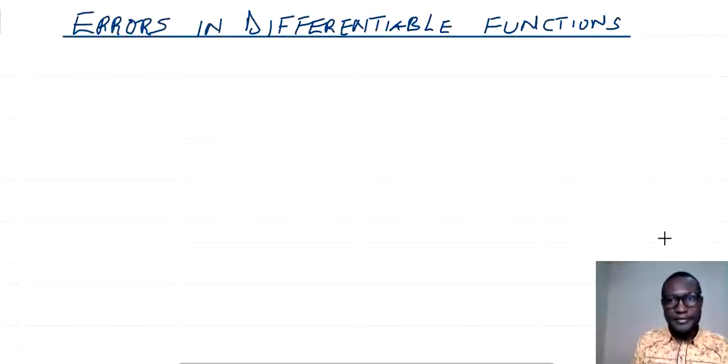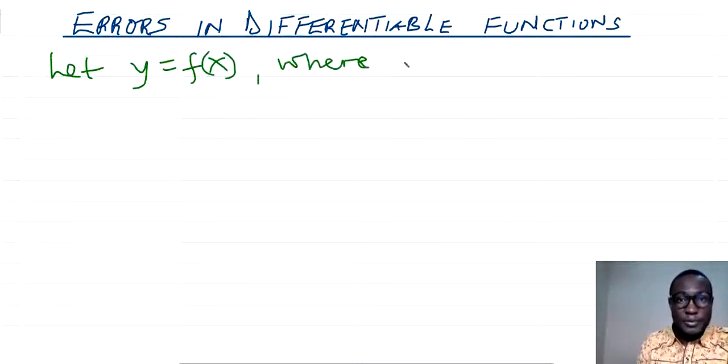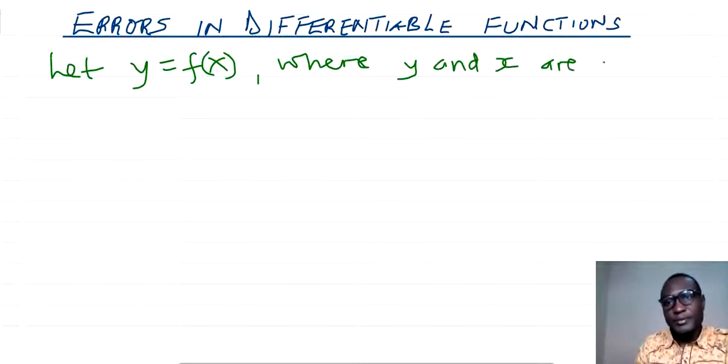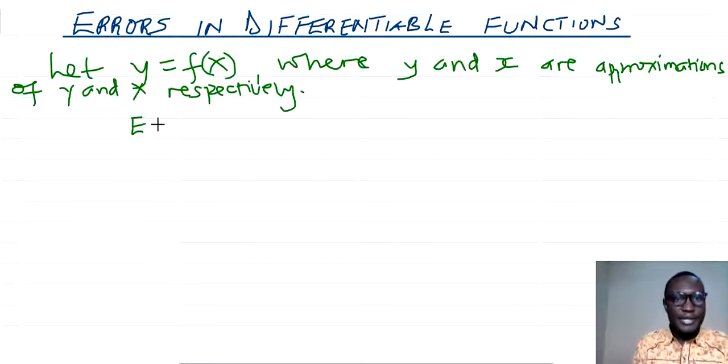Errors in differentiable functions. Let y be equal to f(x), where smaller y and x are approximations of capital Y and capital X respectively. If we recall from our first video about errors and approximations, we defined an error mathematically as being equal to the exact value minus the approximate value.